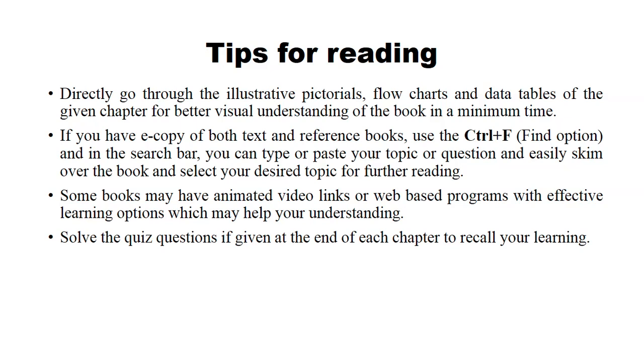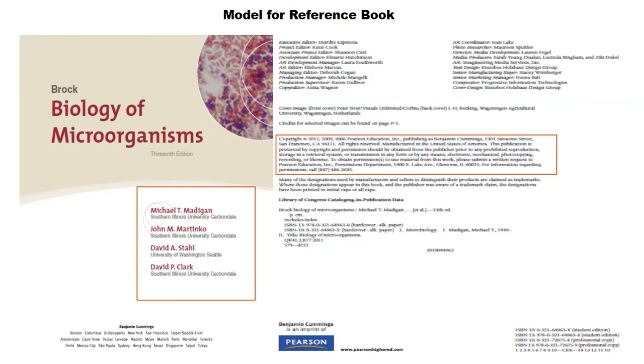So, a few example slides are there. This is my favorite book, Biology of Microorganisms, 13th edition, which I have taken. Here the author names are there. The author affiliation is Southern Illinois University as well as the University of Washington, Seattle. The 13th edition was published and printed in 2012. There are many other versions also. The publisher is Pearson. Benjamin Cummings Publications is an imprint of Pearson. It's an international press.